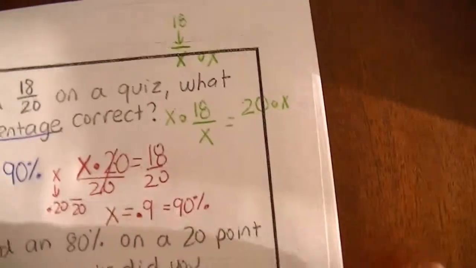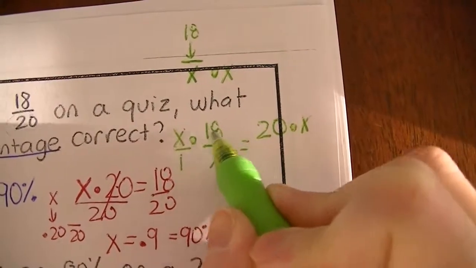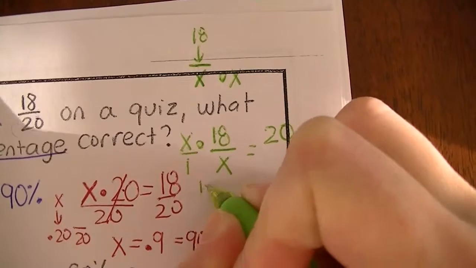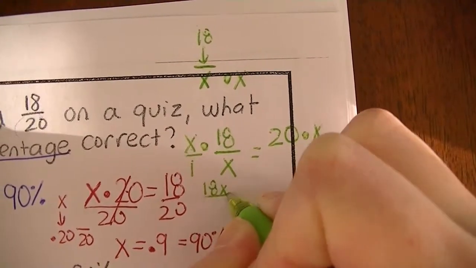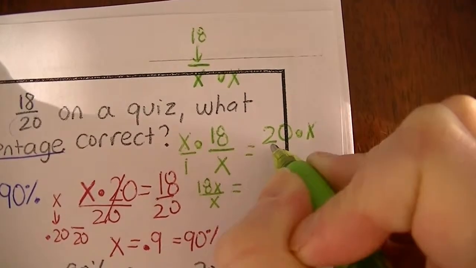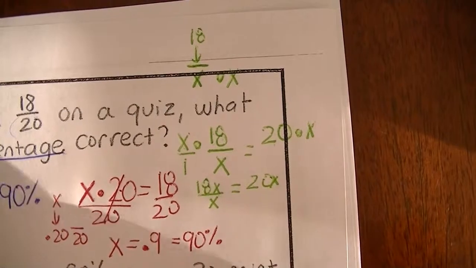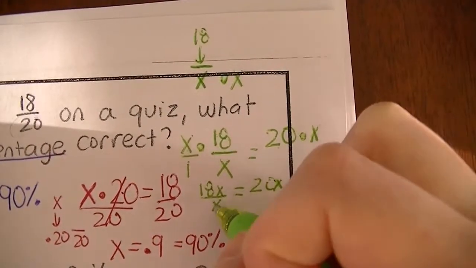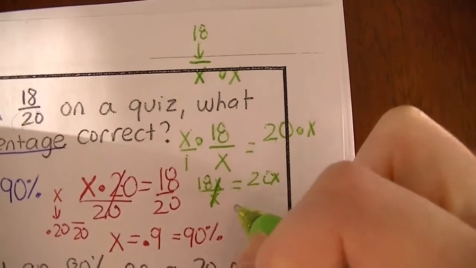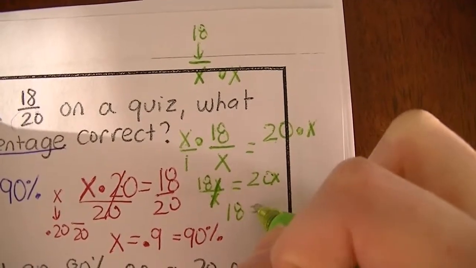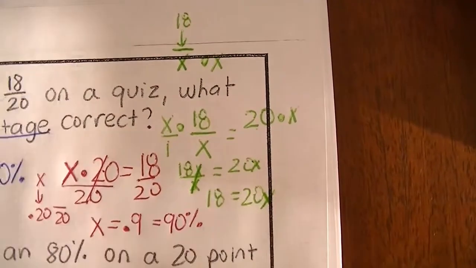X times 18 is 18x. 1 times x is 1x, or x. And that's going to equal 20 times x, which is 20x. Okay? So now what you see here, we got x divided by x, which is 1. 18 times 1 is 18. And that's going to give you 20 times x. Okay? You'll see that x is not isolated yet.